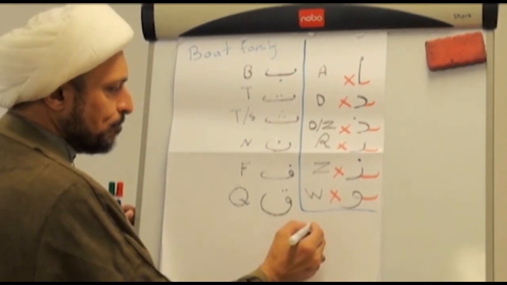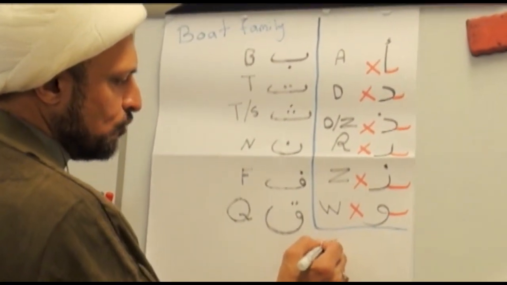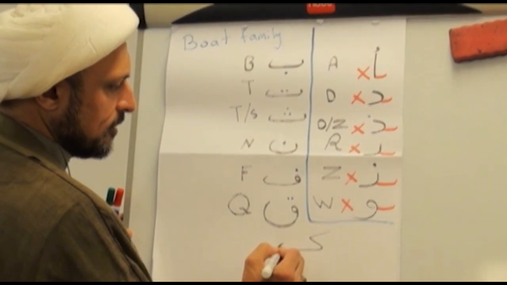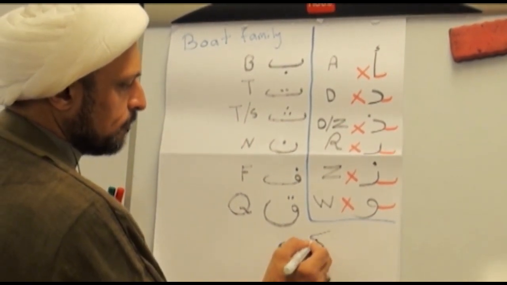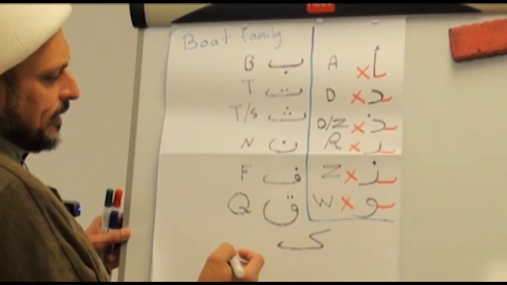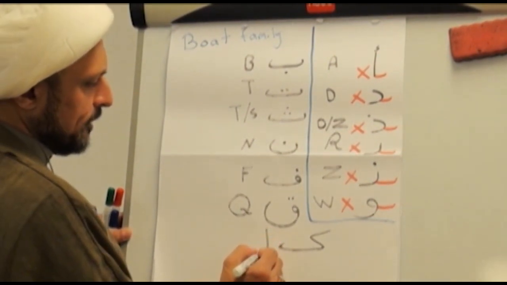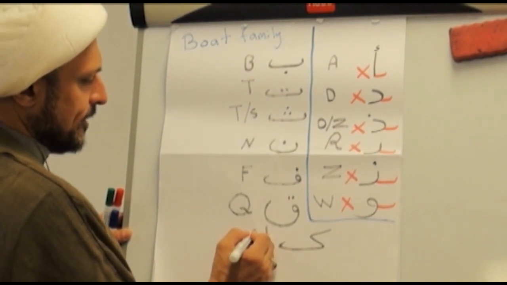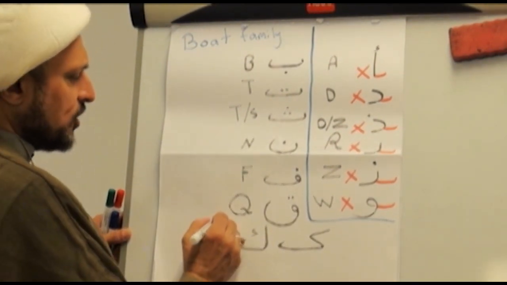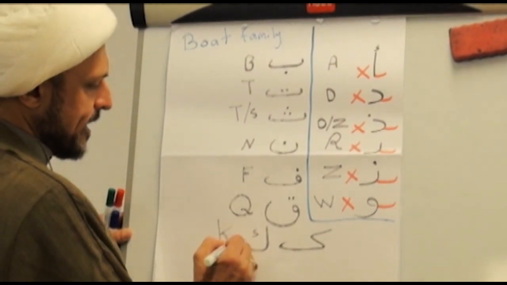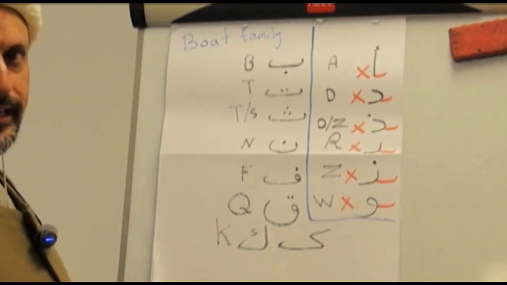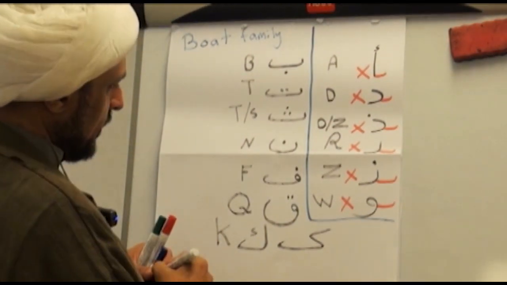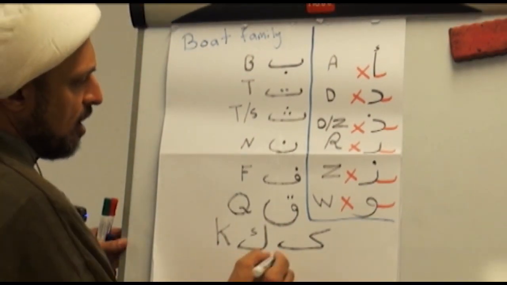So ka is written in two forms. One is like this kind of boat. And when it comes at the end, it's written like this. This ka is like a K sound.